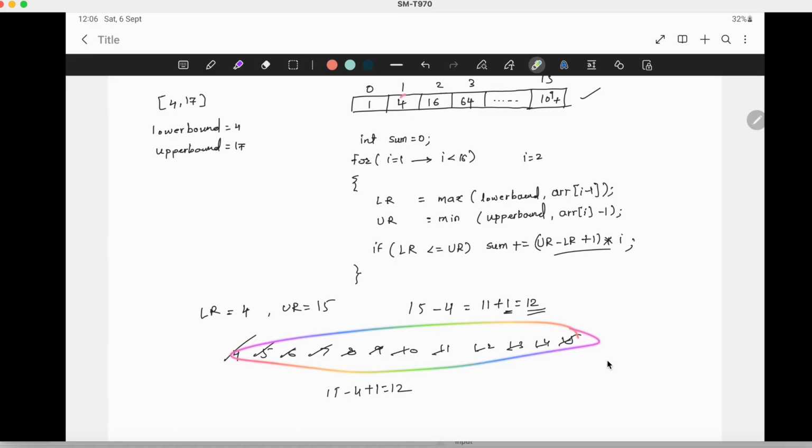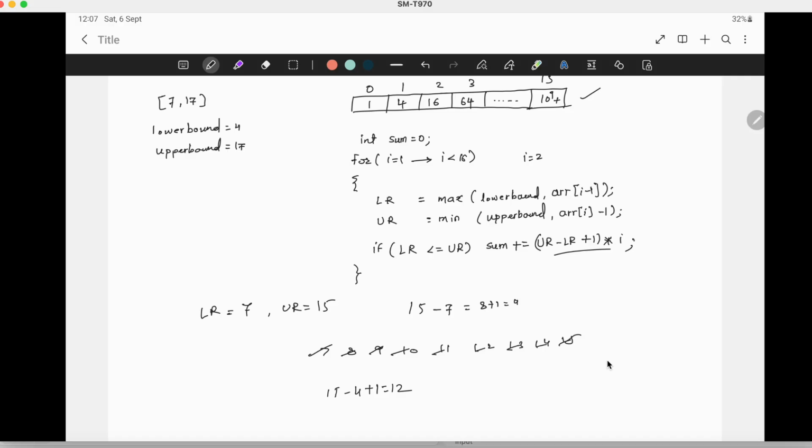So in this case it is not 5; let us suppose it was 7. If it was 7, then obviously this lower bound is going to be 7. We are not considering 4 at this point in time, so the lower bound got updated. From 7 to 15, how many elements are there? 15 minus 7 is going to be 8, and 8 plus 1 is going to be 9. So in total 9 elements will be there. That is how we can figure it out.